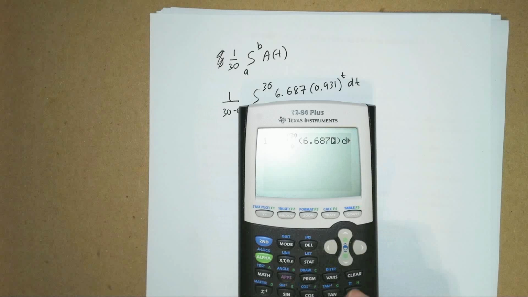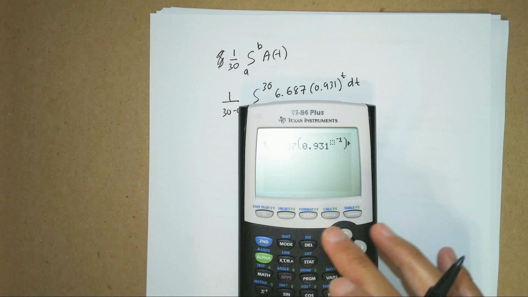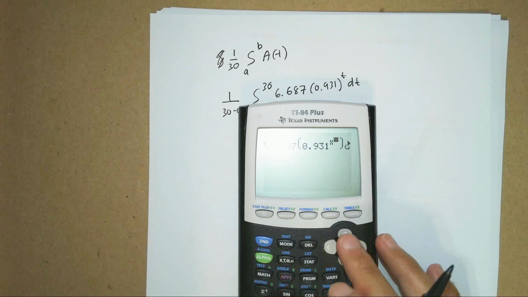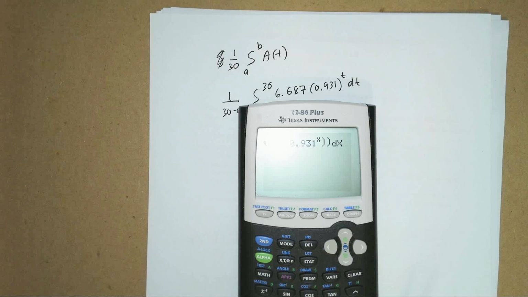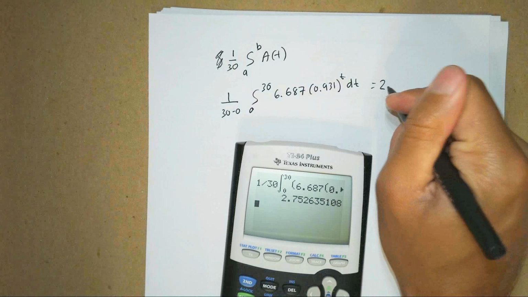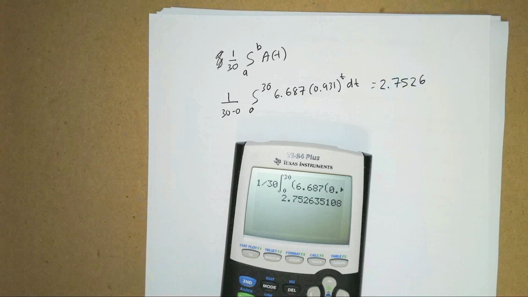6.687 parentheses 0.931 raised to the x, with respect to x, and you're going to get a value of 2.7526. Remember, round to 4 decimal places. So that's the average amount of grass clippings.